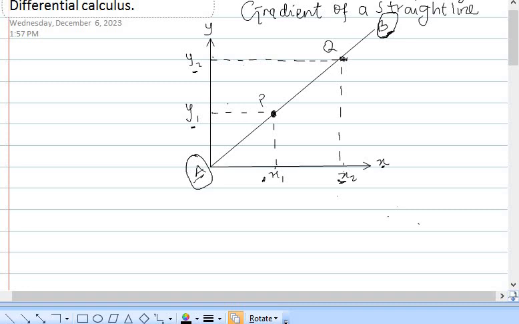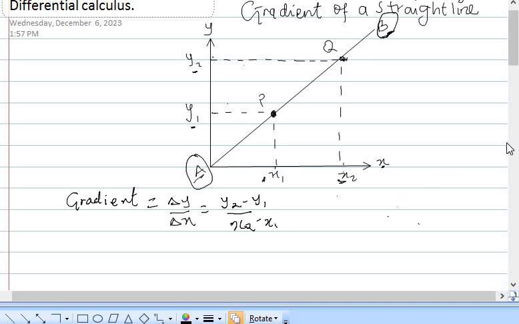So according to gradient, the gradient of the straight line is equal to the change in y over the change in x. That's y2 minus y1 over x2 minus x1.